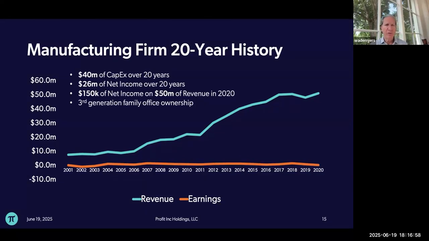Notably, this is a third generation family office that owned this. These are a group of cousins that manage the family office and several businesses within it. This was the very first business their grandfather started, and there was emotional attachment to it. But I'll walk you through and use this company as an example of some of the ways to dramatically improve the profitability of a manufacturing company.